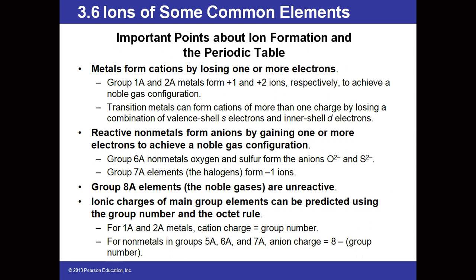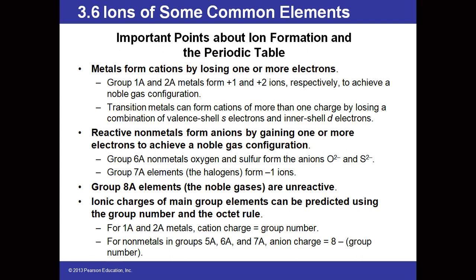Now, reactive nonmetals, found on the right-hand side of the periodic table, form anions by gaining one or more electrons to achieve the noble gas configuration. You have group 6A nonmetals that feature oxygen and sulfur, and they form anions, as I highlighted earlier. And then you have your group 7A elements, the halogens, which form ions by gaining one electron. And again, the group 8A elements are unreactive, inert, thus they are the noble gases.